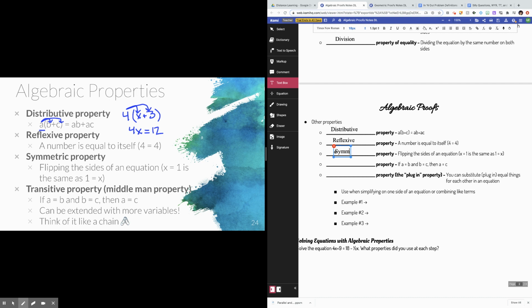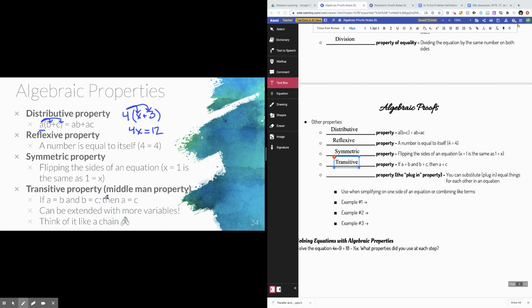So that's the symmetric property. If nothing else changes but you flipped the order, okay? Then there's another one called the transitive property, which you'll hear me call the middleman property. And you can almost think of it like a chain, okay?